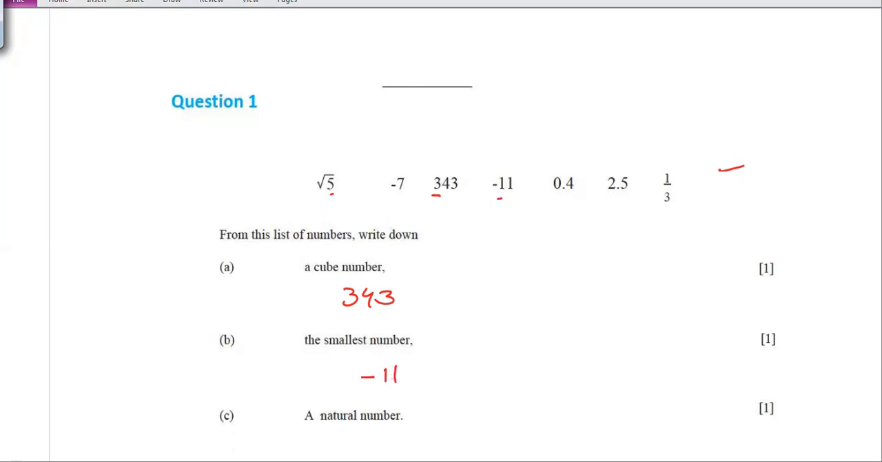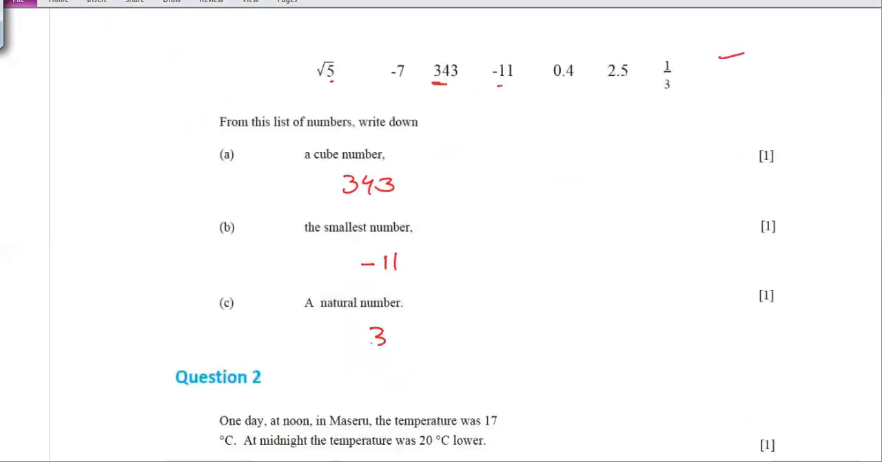Okay, a natural number. What are the properties of a natural number? A natural number is never a fraction, never a decimal, never negative. So obviously, this 343 is a natural number. Yes, Varisha, thank you. It's 343. It's a natural number. Okay. Although it looks pretty simple, these are technicalities that you must know.